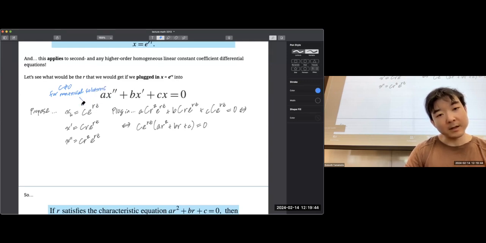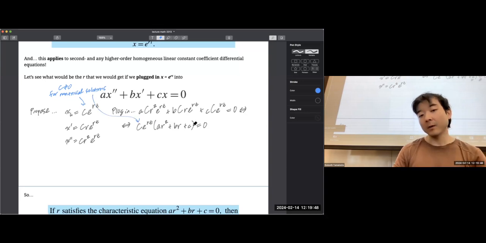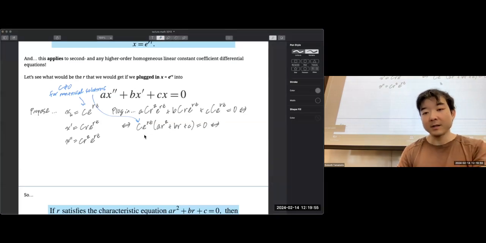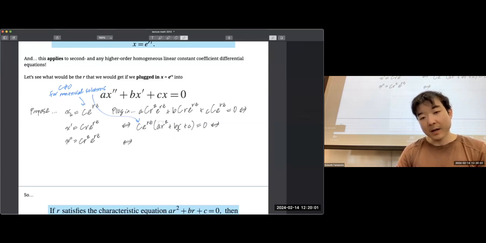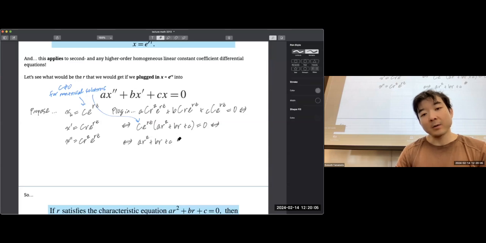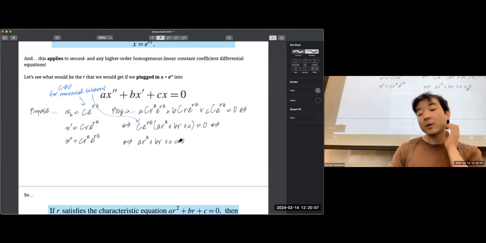So that's like to say that this c here, as well as this c, we're just going to say is not 0, which leaves us with the only thing left is to make this thing in the parentheses here, ar squared plus br plus c, equal to 0. That will be the only other way to force this solution form to satisfy this differential equation.